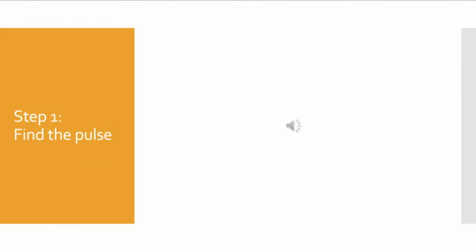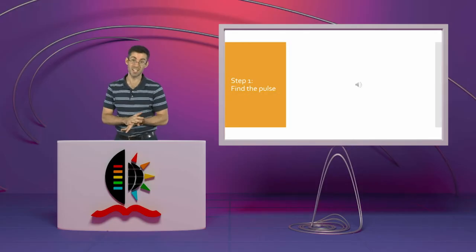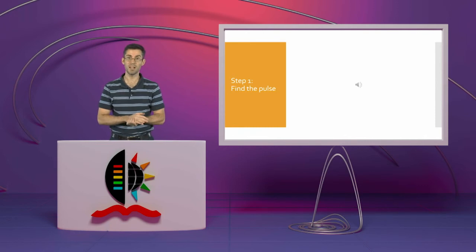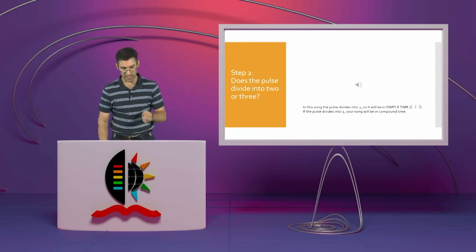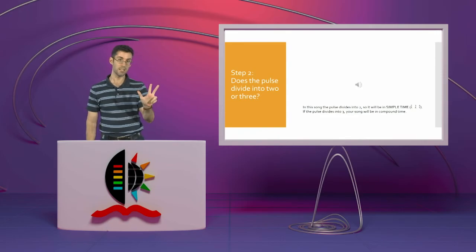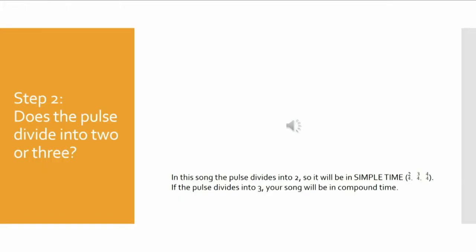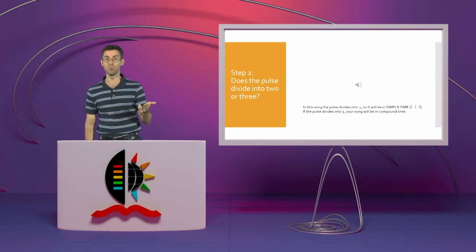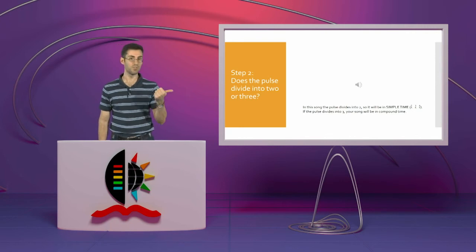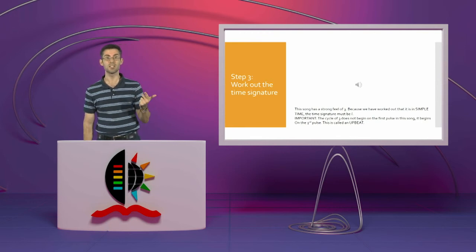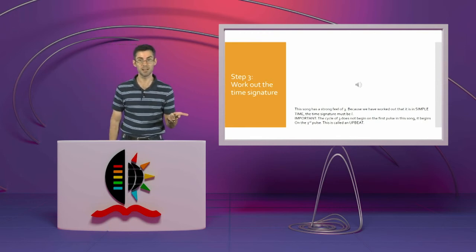Step one is to find the pulse of the music. So you're going to see where your foot would naturally tap. This is so that you can find out if the pulse divides into 2 or 3, so that you can work out if your piece of music is in simple time or compound time. Once you've worked out whether it's in 2 or 3, you'll need to work out if it's 2/4, 3/4, 4/4, or 6/8, 9/8, 12/8. You're going to work out what the time signature is.